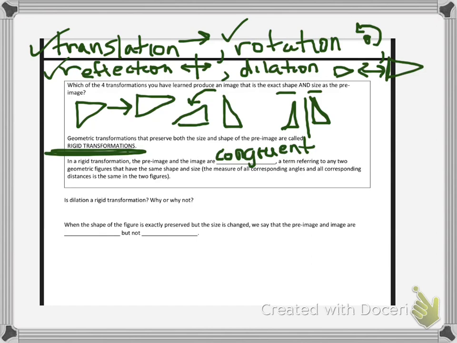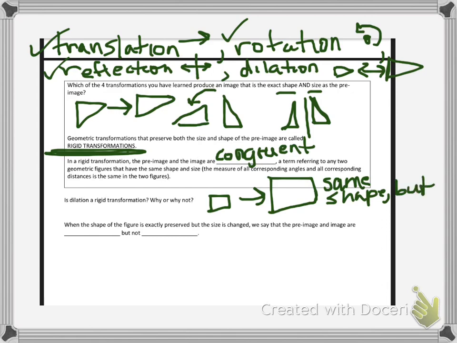So, is dilation a rigid transformation? Well, if you start with something like this, and you blow it up by dilation to something like this, is that the same size and the same shape? Well, no. It has the same size, or I'm sorry, it has the same shape. But not the same size. So, no.